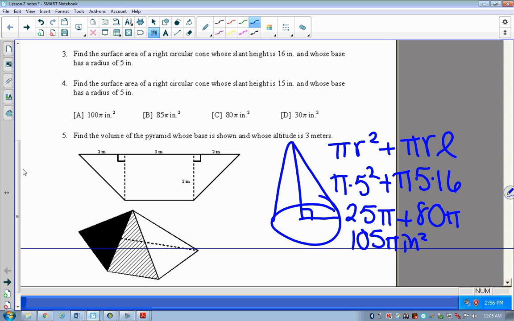Okay, number 4 is the same question with different numbers. In fact, they give you the same radius, so there's really only one thing to change, and that is to swap 16 out with 15. So what I'm going to do at this point is hit pause on the video. I'm going to let you guys solve that, get your answer back to me, and then we'll move on to number 5. Okay?